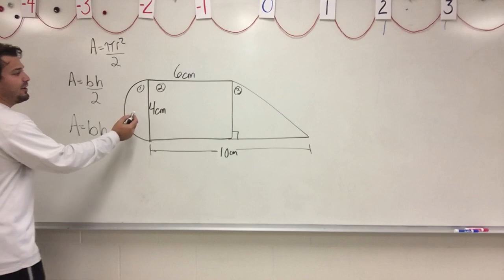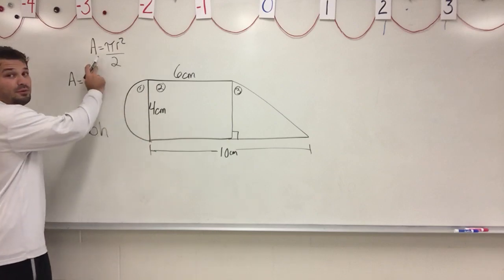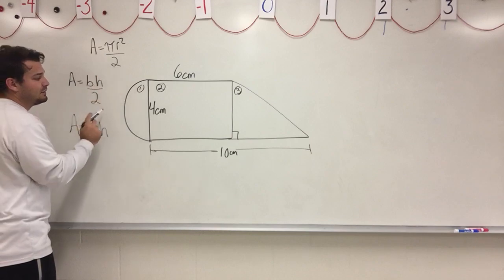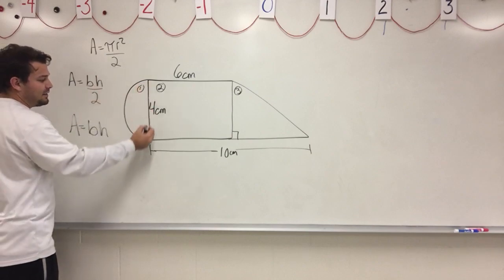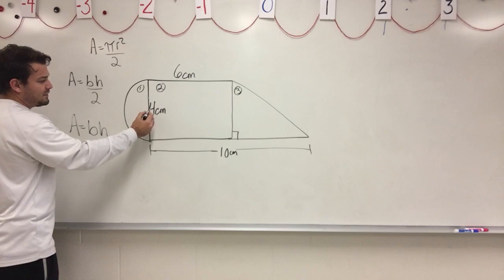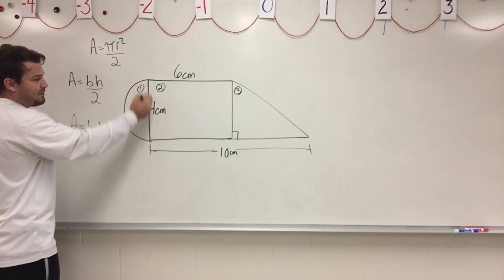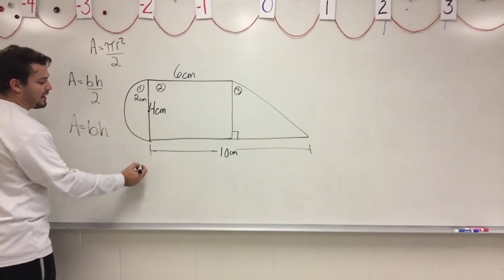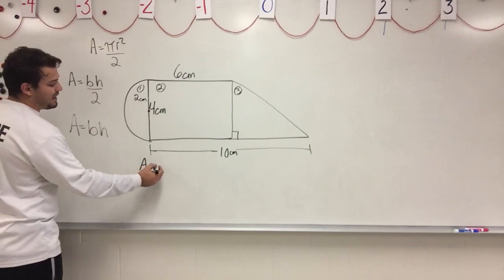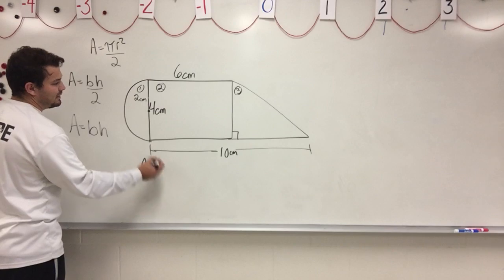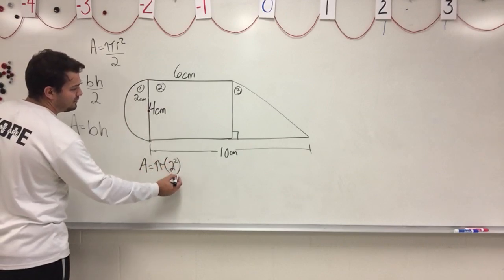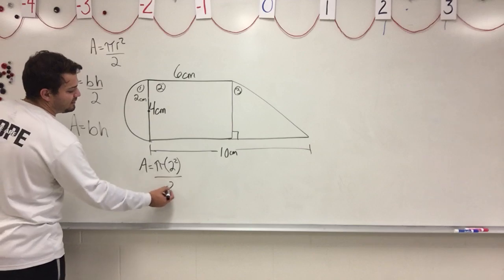In order to find the area of the half circle, I'm going to use the formula pi times radius squared divided by 2. Since this length is given at 4 centimeters, I know that half of that is my radius. So my radius is 2 centimeters. So I'm going to say area equals pi times my radius squared, which in this case would be 2 squared. And then I'm going to divide that by 2.